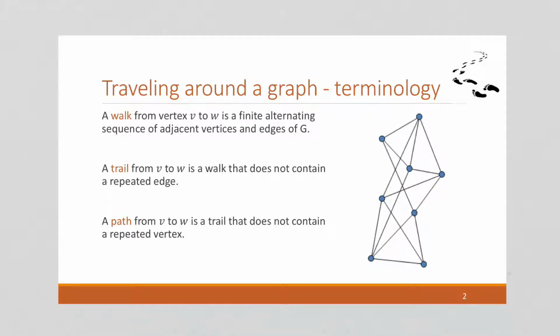And we're going to do a trail from V to W. It's a little bit more specific. It does not contain a repeated edge. So in the previous walk, walks can have repeating edges. Walks can have anything. But a trail cannot. So a trail might be something like this. Oh, no, we have a repeating edge. Oh, we can go this way and then back and down there. Of course, it's a very complicated trail. It's not a straightforward trail.